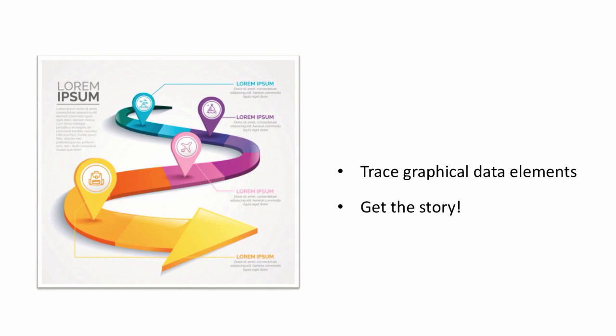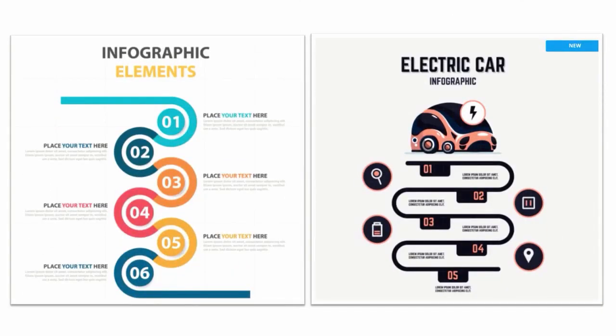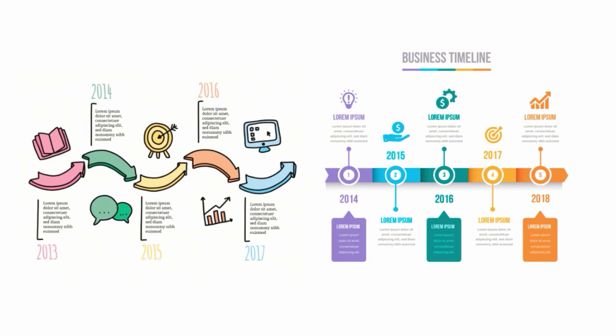For example, in these infographics, I believe most of us go through those elements in this way. And the flow that leads us to get the story is visual information flow. And in this work, we focus on analyzing this kind of flow. Although information can be very differently designed, some of them do have very similar flows. For example, in these two, the information goes in a zigzag flow, and in these two, the information goes from up and down and from left to right.